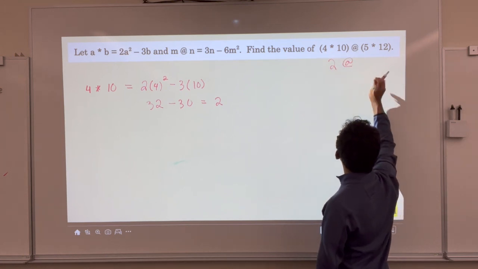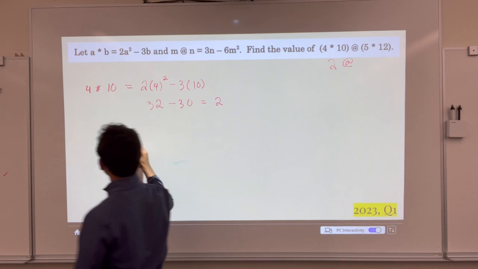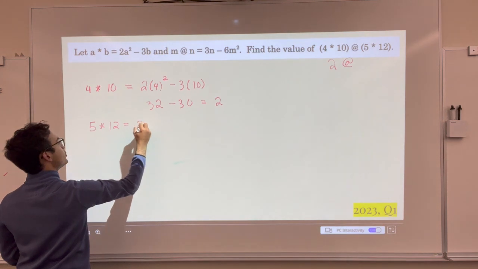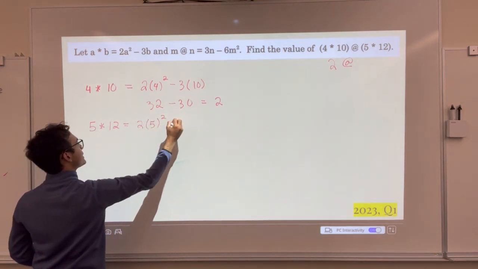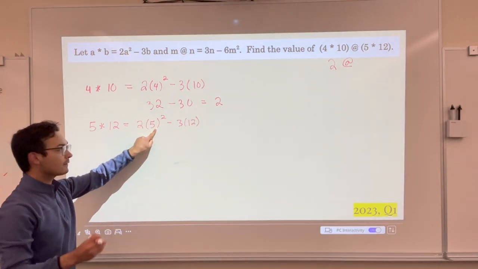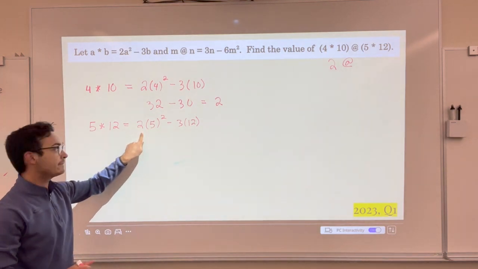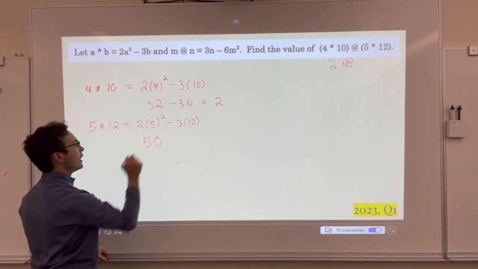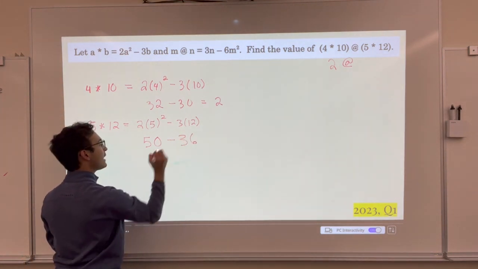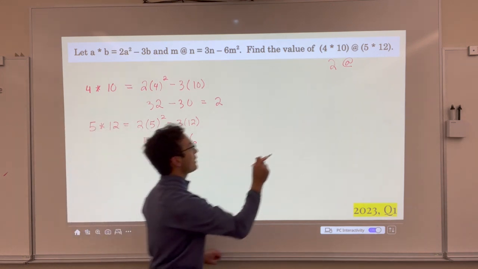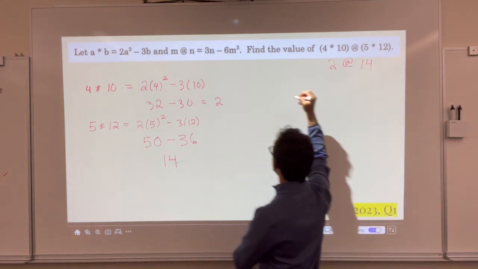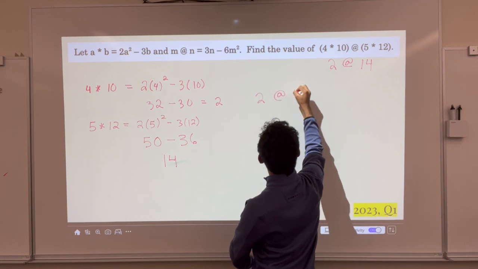All right, so next we're gonna have to do 5 star 12, so we can do that over here. 5 star 12 is going to be 2 times 5 squared minus 3 times 12. We know that 5 squared is 25. We know that 25 times 2 is equal to 50, so we have 50 right here. We know that 3 times 12 is equal to 36, so we subtract 36 from 50, and we get 14. So we come over here, our second value is going to be 14. So we're left to evaluate the expression 2 at 14.